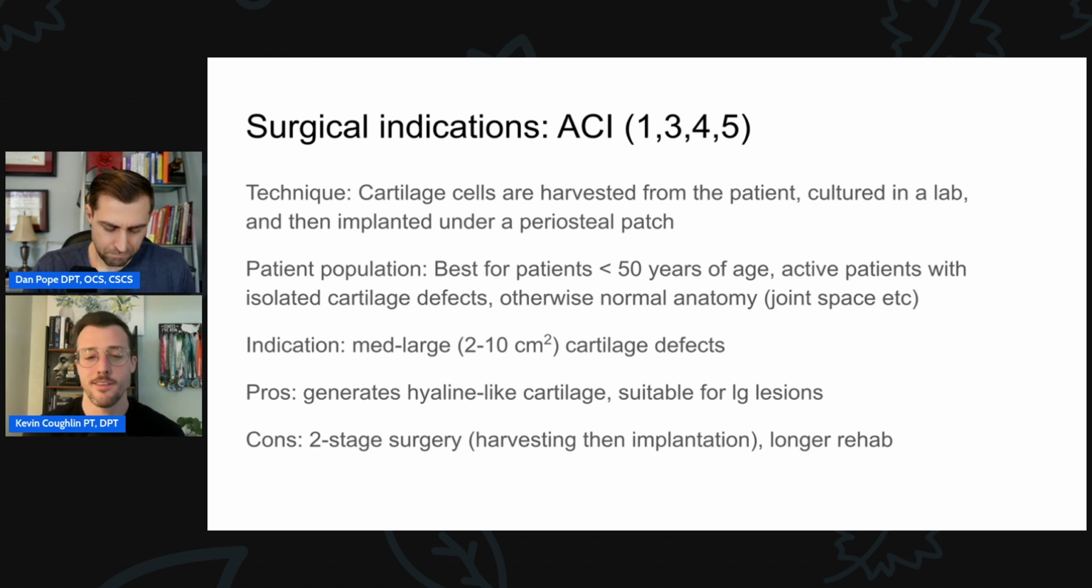The cons is that it's a two-stage surgery. So first they have to go in and harvest your cells, and then they have to culture them. And then you go back in for the actual surgery. Given this, it's a longer rehab, so this takes quite a bit of time. We'll get into the prognosis and return to sport time again in a future episode, but it is a longer rehab. So that is a little bit of a con as well.